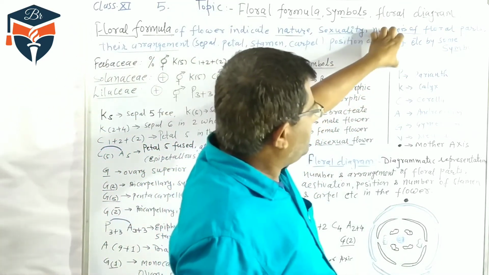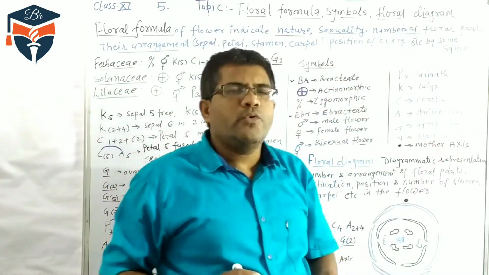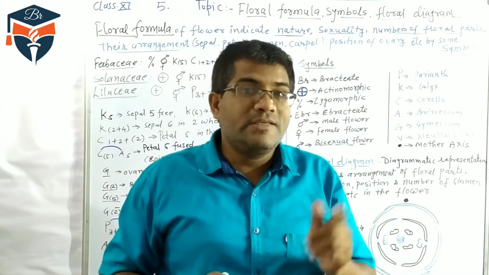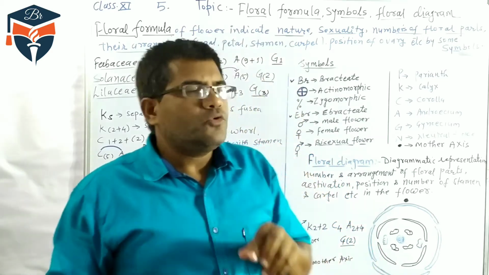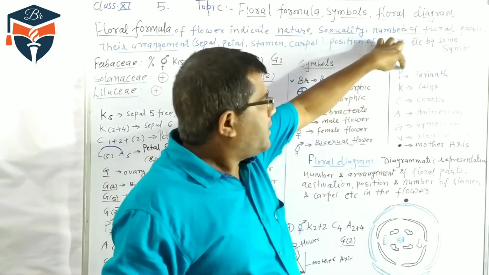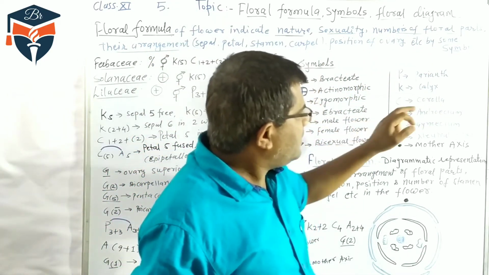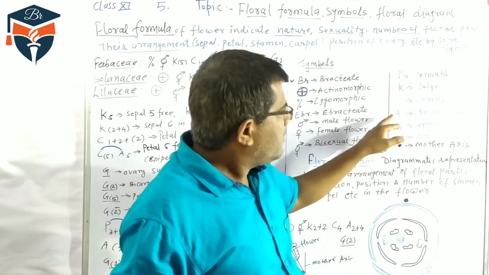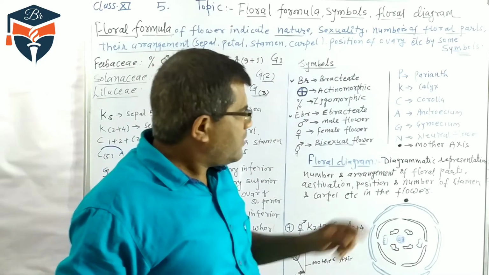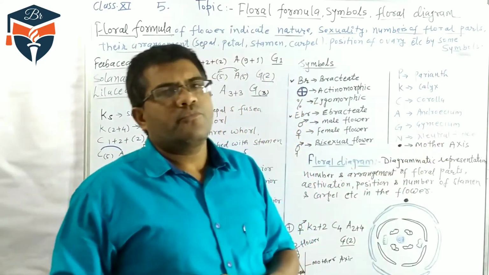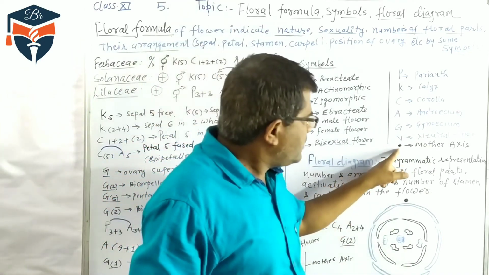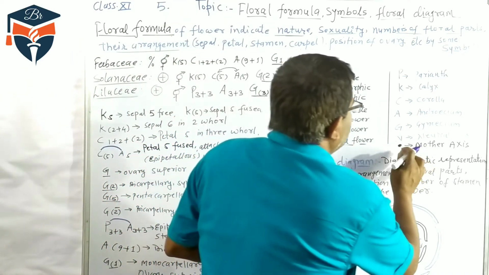Similarly, we have P. P is for perianth. I told you that in some flowers, sepals and petals are not distinguished; instead tepals are present. So P stands for perianth. Then K for calyx, C for corolla, A for androecium, G for gynoecium of the flower, and N is a neutral flower. The flower is neutral, not male and not female. And this dot-like structure shows the mother axis.